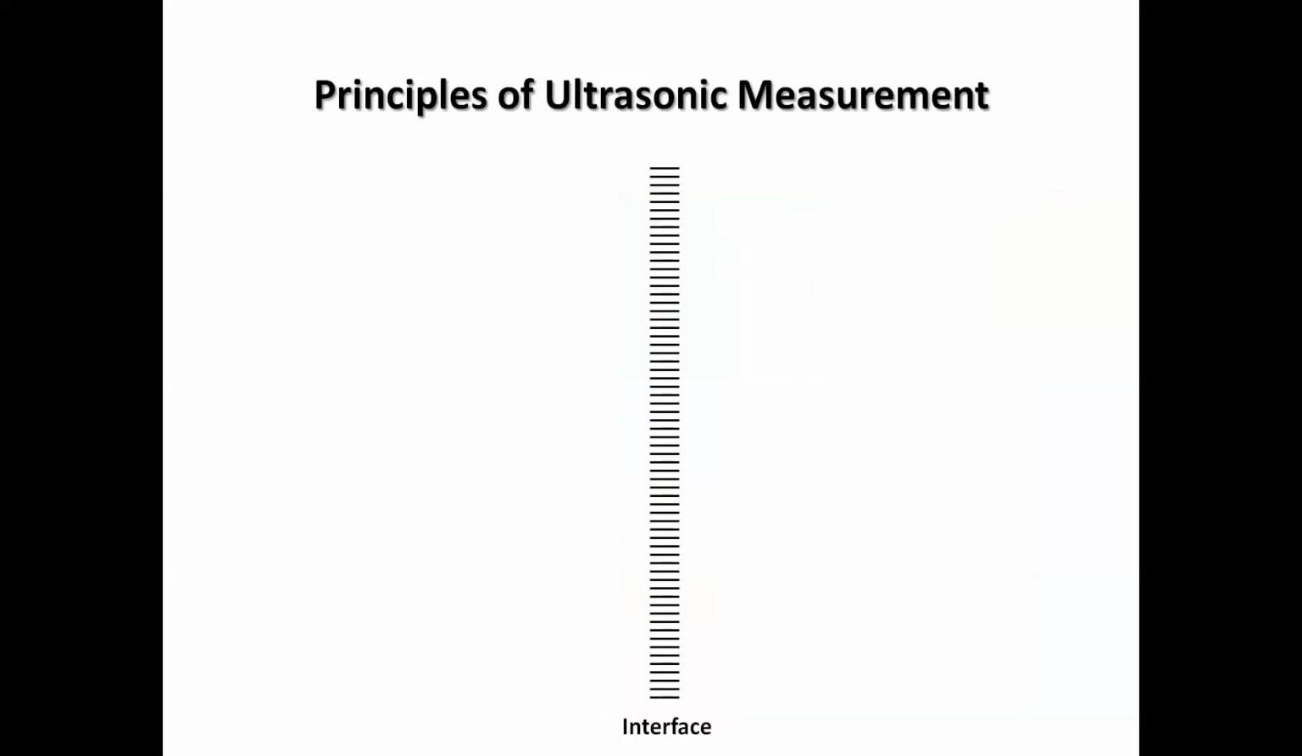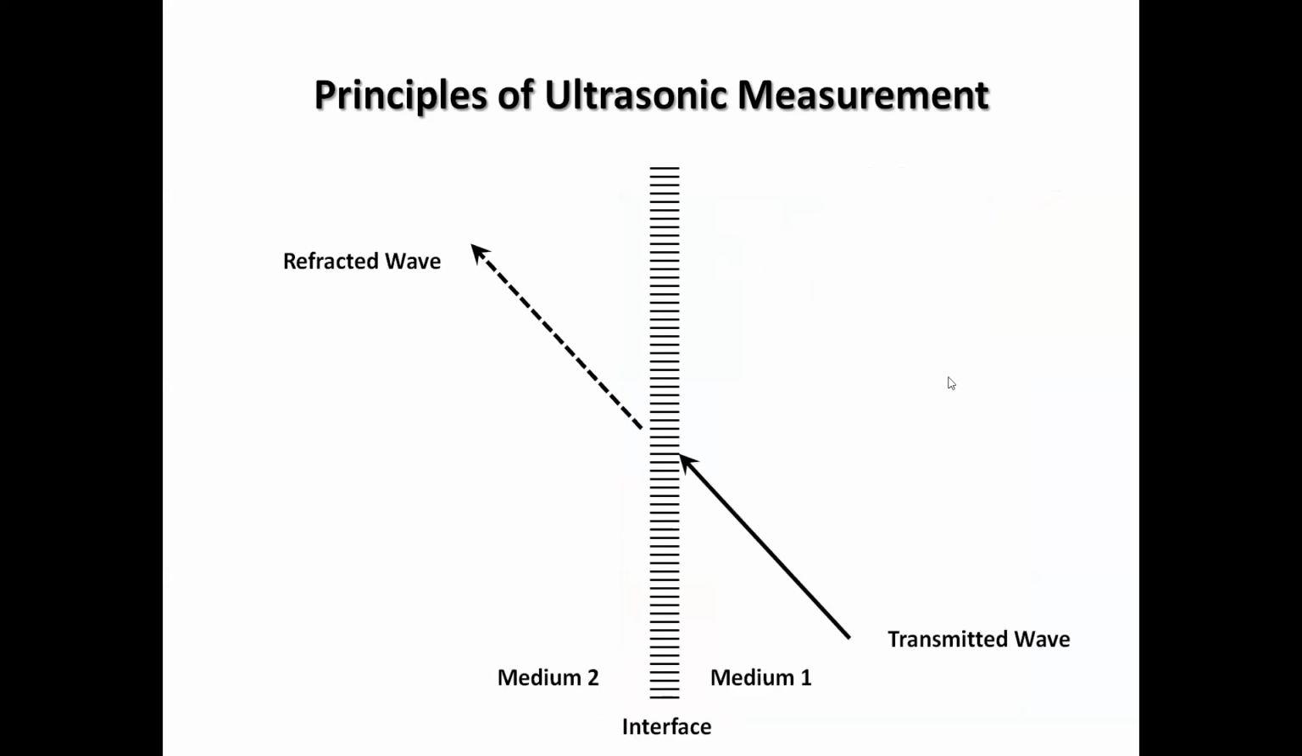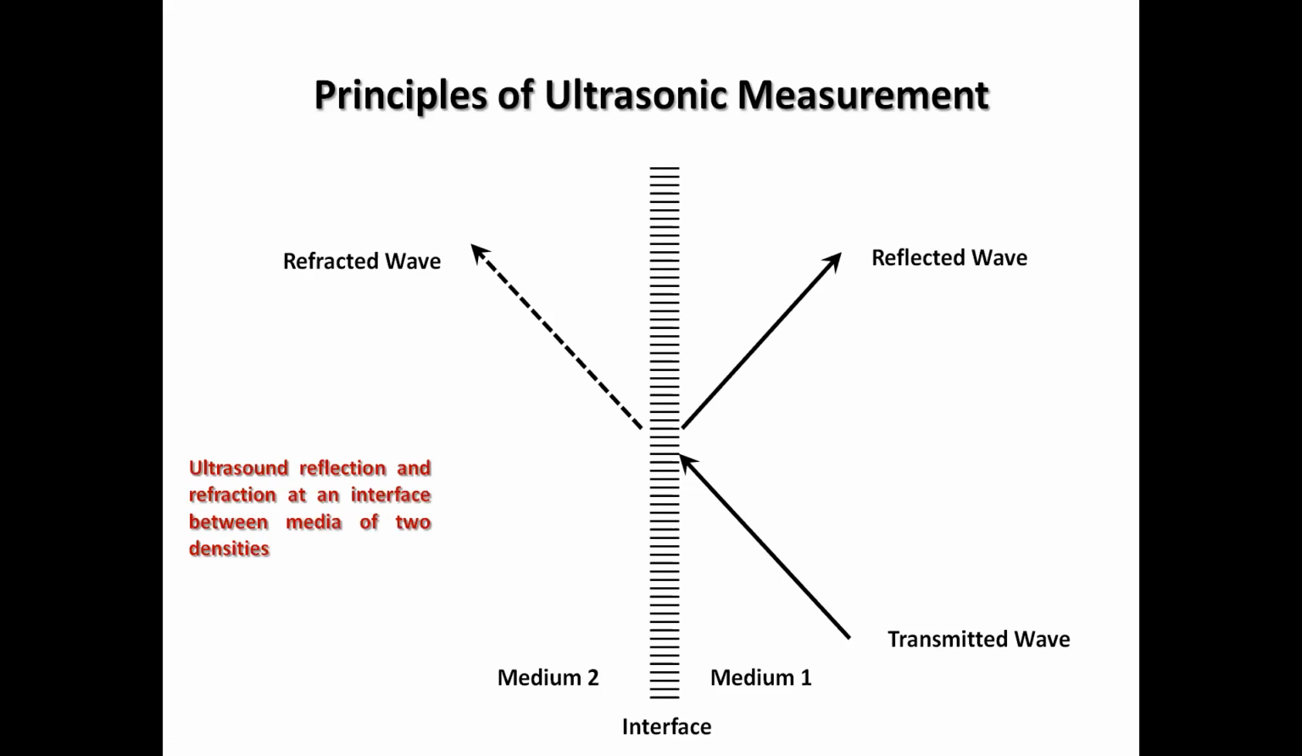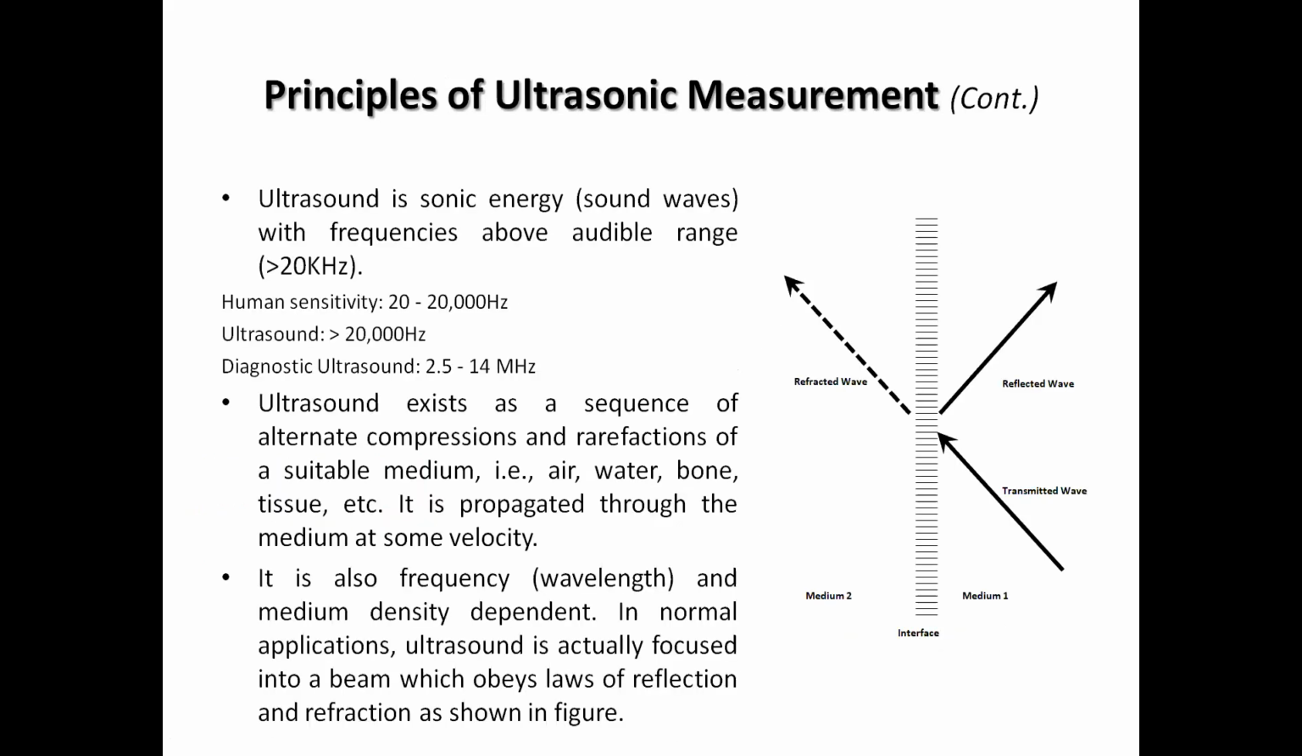So this is the basic principle for ultrasonic measurement. Medium 1 is the outer skin. Medium 2 is the inner skin. When medium 1 is subjected to a transmitted wave, there are reflection and refraction principles at the interface between medium 1 and medium 2. Automatically, we observe reflected waves from medium 1. In this way, we have to verify the ultrasonic rays which are evolved.